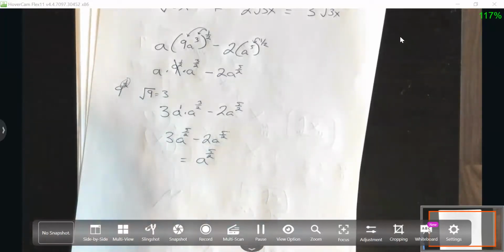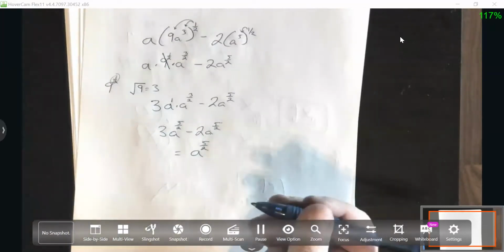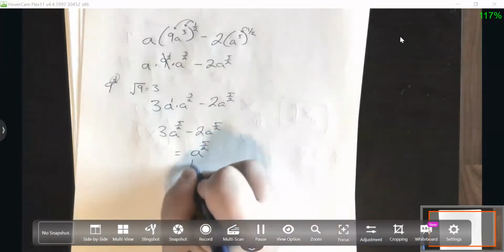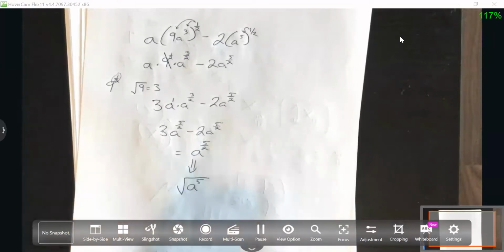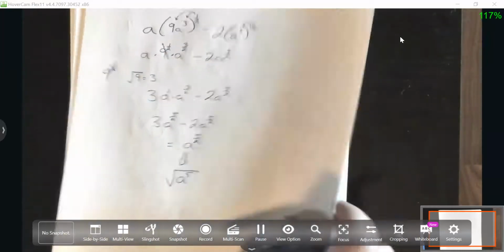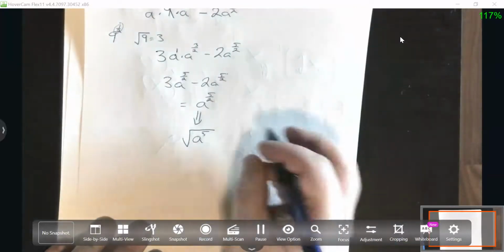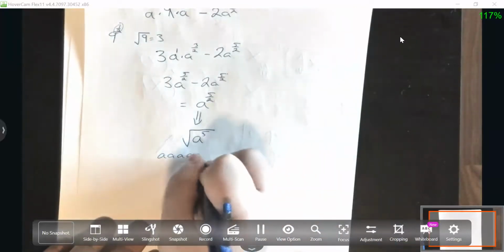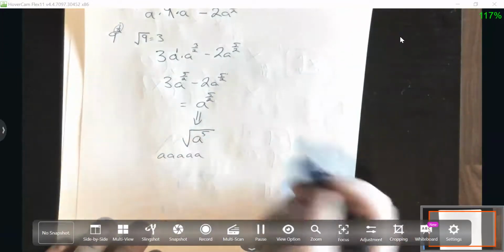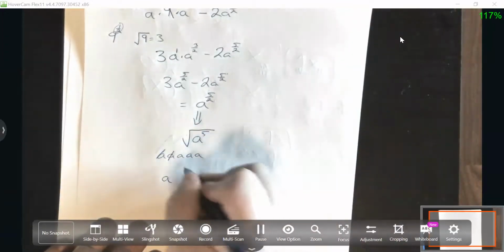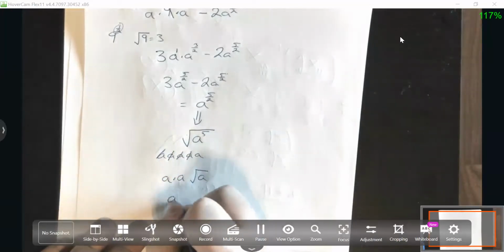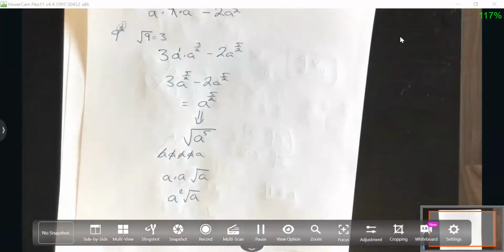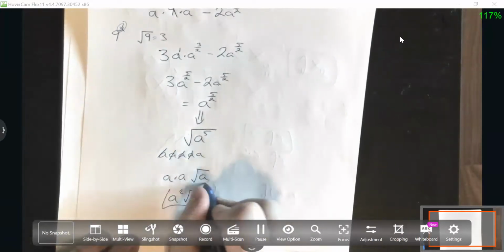Our final step, we would want to write it out in terms of roots. So I'll show both methods again. We could directly convert this and say, well, that's a square root of a to the fifth. Okay, so a to the fifth, that's like having 5 a's in there. And it's a square root, so anytime there's 2 a's, we can pull 1 out. And there'd be 1 a left inside, so we'd have a squared square root of a. That would be our final answer.